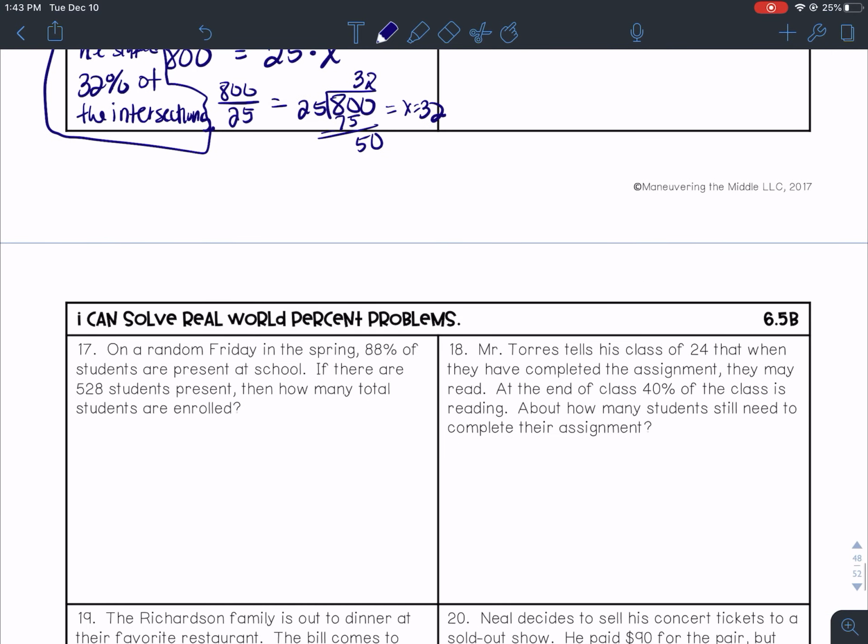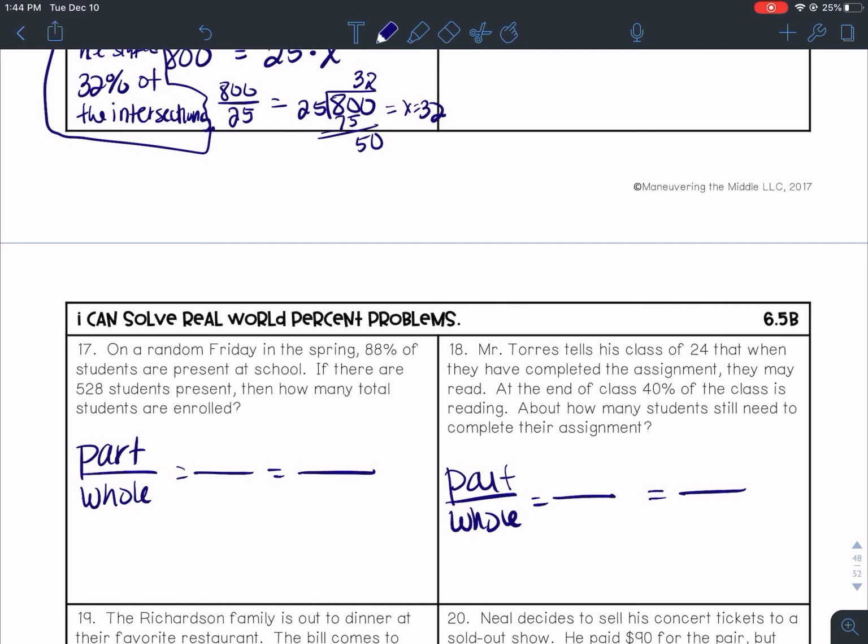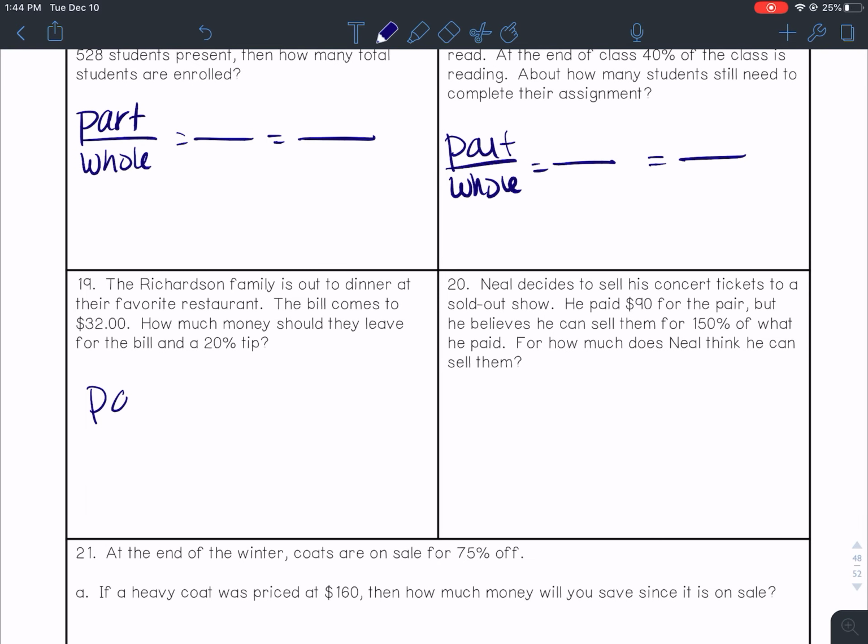Blank, part to whole. And I just need to check, what are they asking me to solve for? That's where my x goes. What information are they giving me? Am I given a percent? If I do have a percent, right away I'm going to put it over 100. Okay, and so on.